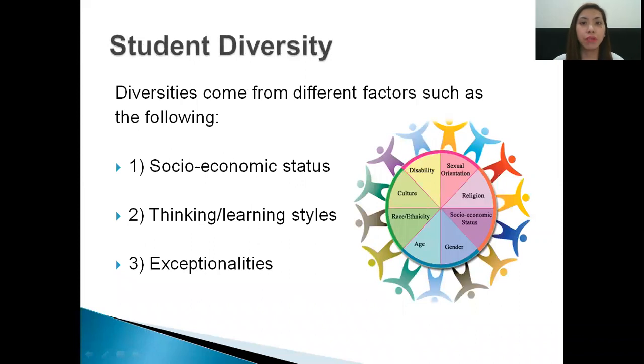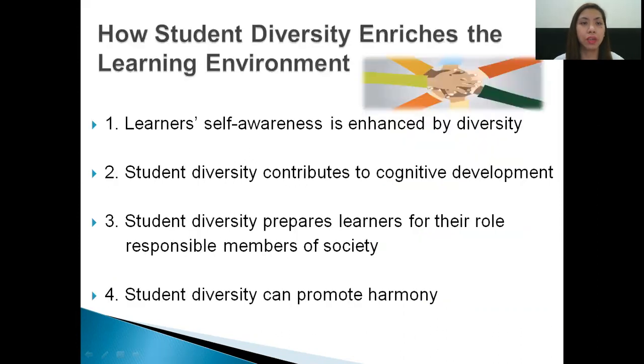Student diversity comes from different factors such as the following. First is socioeconomic status, second is thinking or learning styles, and third is exceptionalities. So how does student diversity enrich the learning environment?